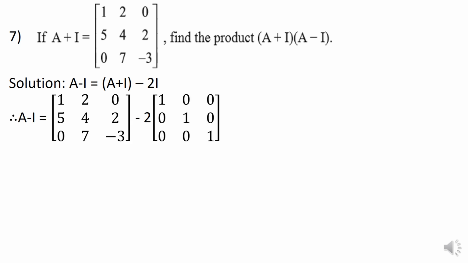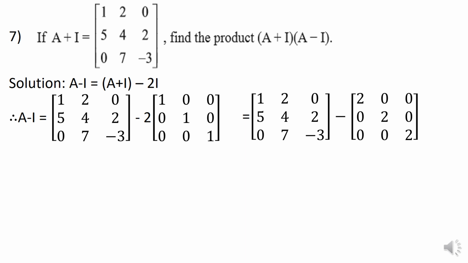Thus, A minus I becomes A plus I, that is the given matrix, minus 2 into the identity matrix of order 3. Now in the second matrix, observe that we have multiplied the identity matrix by 2. Here a scalar multiplication has been done where all the elements of I have been multiplied by 2, and thus we got the answer of the second matrix. Both the matrices are subtracted by using the usual rules for subtraction, that is by subtracting the corresponding elements, and thus we get the answer for A minus I.